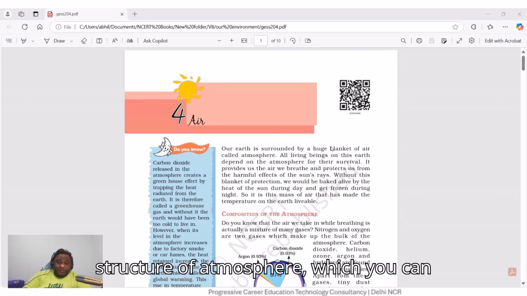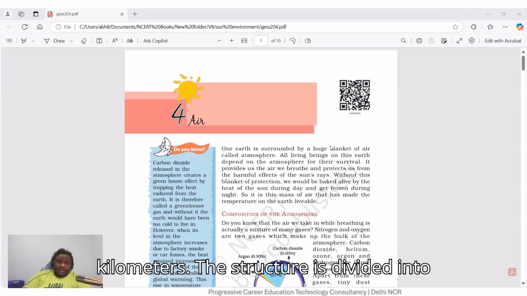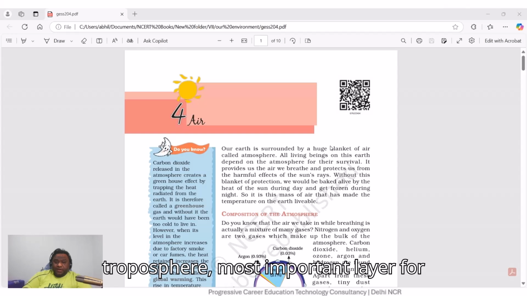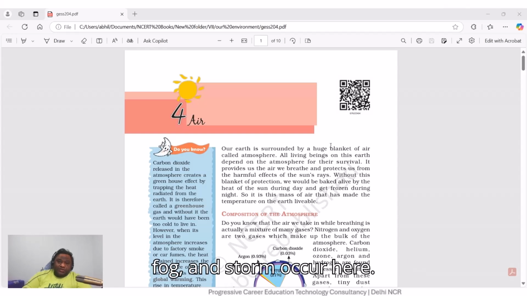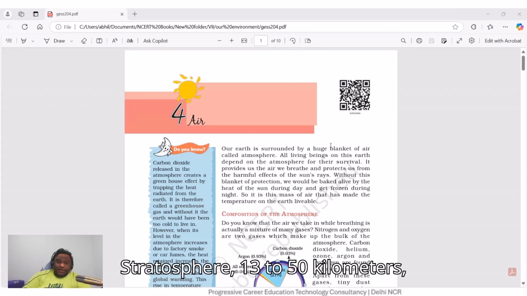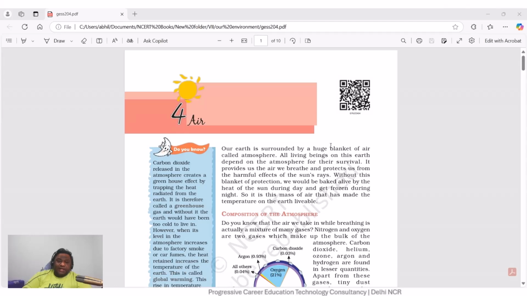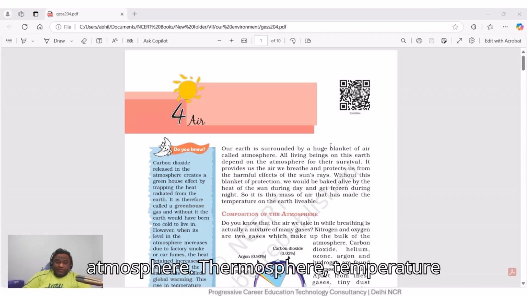Now, the structure of the atmosphere, which you can see in the diagram as well. The structure is divided into five layers. The first layer is the troposphere, 0 to 13 kilometers, the most important layer for life. Weather phenomena like rainfall, fog, and storms occur here. Stratosphere, 13 to 50 kilometers, contains the ozone layer, which absorbs harmful UV rays, and is free from clouds, making it ideal for airplane flights.